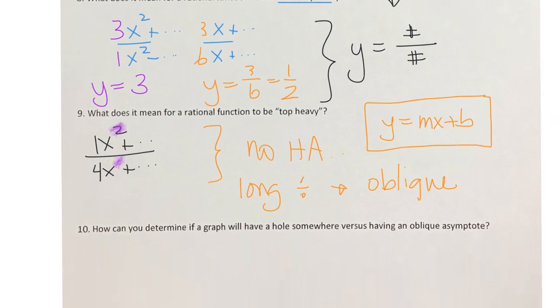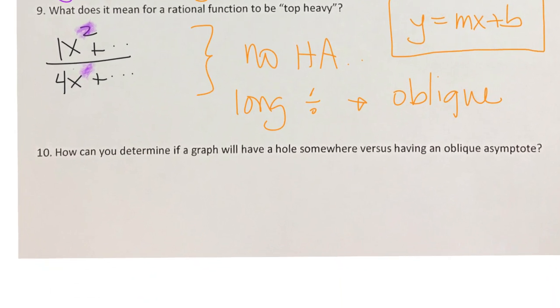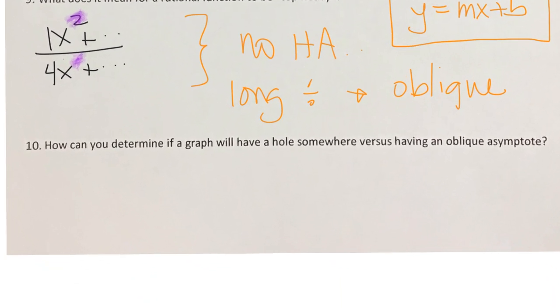So the last question is, how do we distinguish? How can we tell if the graph is going to have a hole somewhere versus just having an oblique asymptote? Okay, so number one, it's oblique if it's going to be top-heavy. So we have to be looking at a top-heavy graph in order to decide whether there is a hole in our graph or an oblique asymptote.